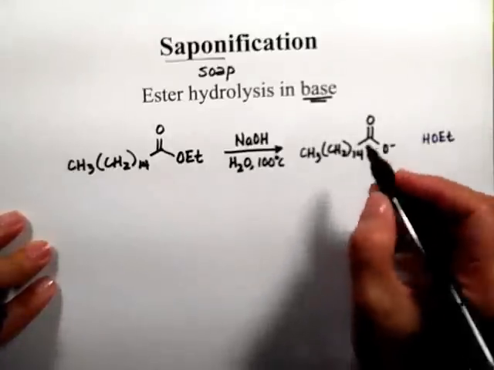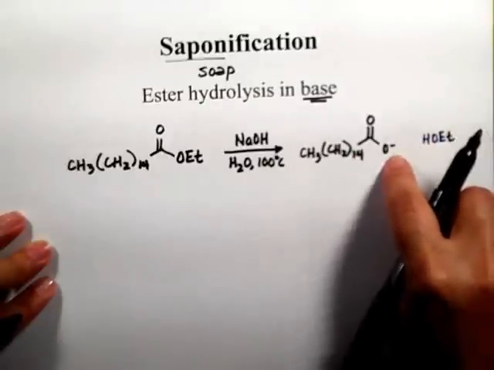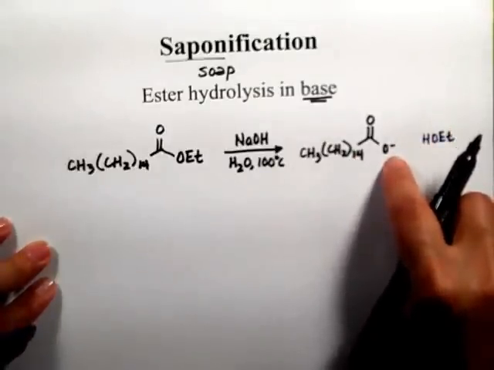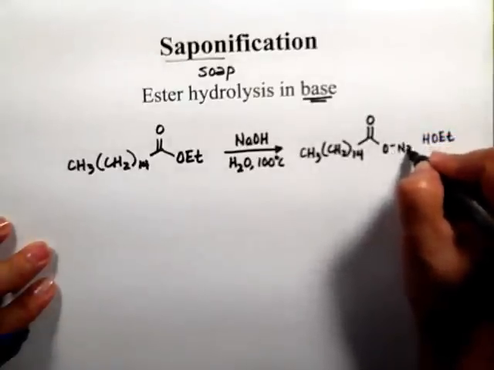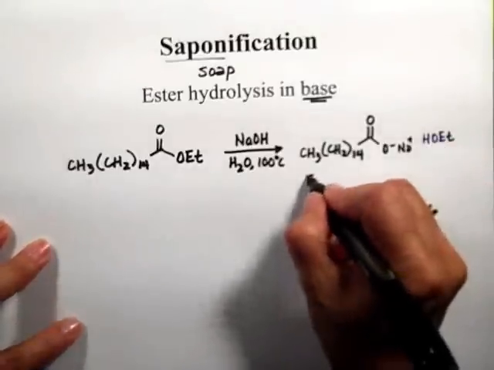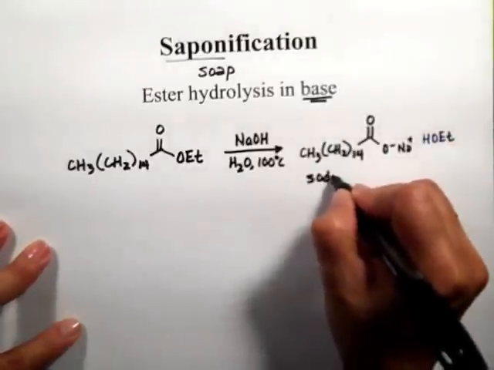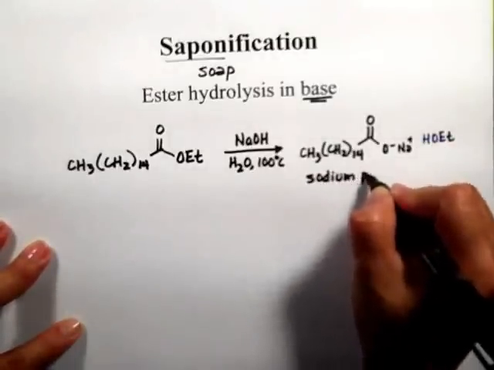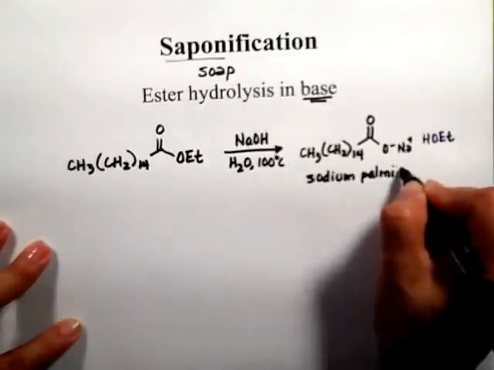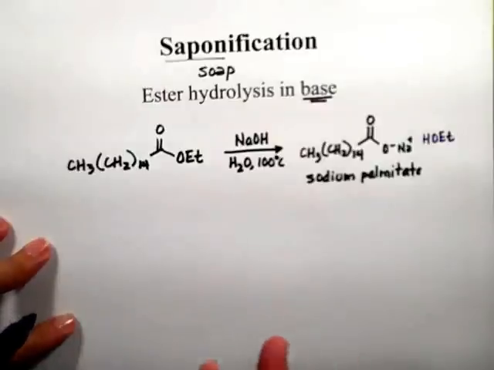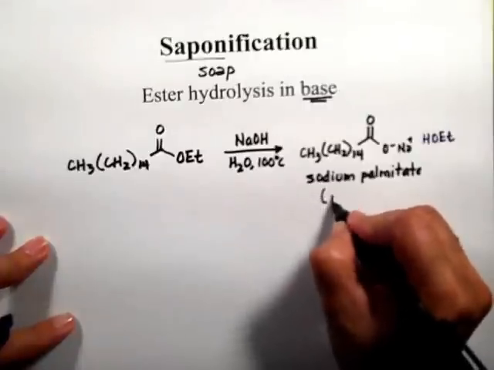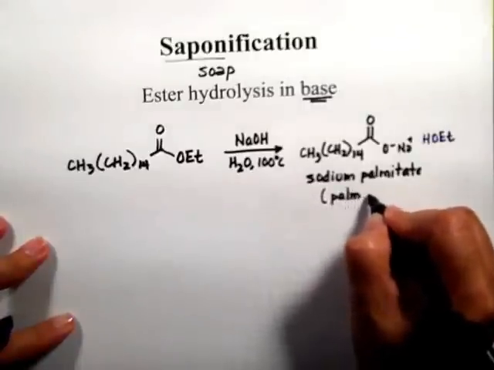So this one right here, I need a counter ion. What's the counter ion that goes right here? Sodium. Very good. So this is sodium palmitate. And this is perhaps one of the classier soaps, because this is from palm oil.